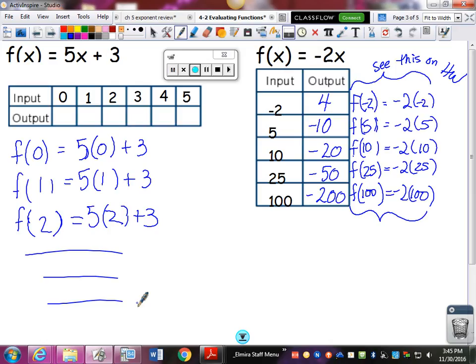Okay, so 5 times 0 is 0 plus 3. 5 times 1 is 5, plus 3 is 8. 10 plus 3 is 13. Okay, and so on and so on.